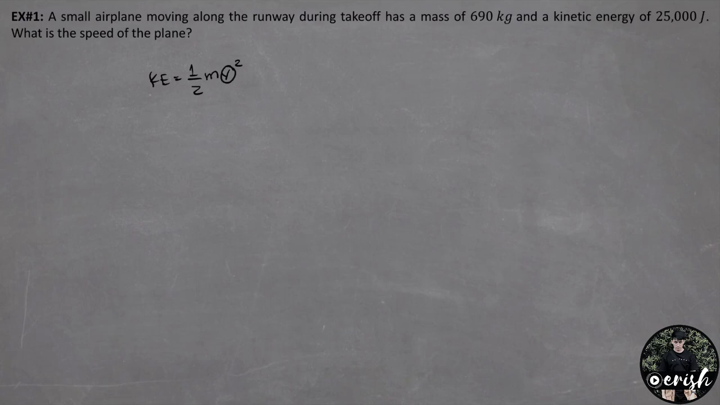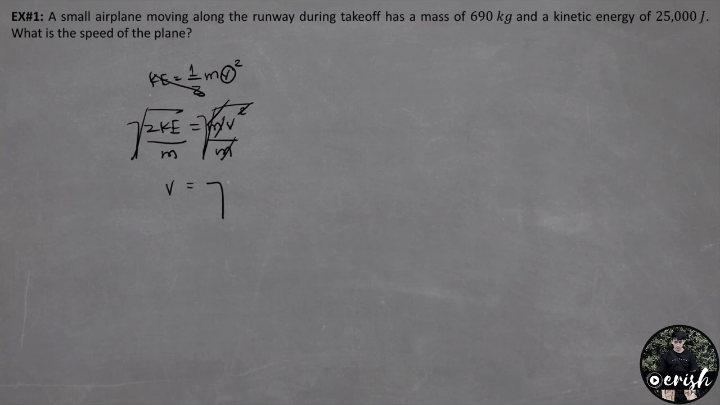Solving for the velocity, we cross multiply, so this is now 2 KE, or 2 times the kinetic energy, equals mass times the velocity square, and we divide both sides by the mass. Cancel. To solve for the velocity, kuhanin natin yung square root ng magkabilang side of the equation para makancel ito. Velocity is now equal to the square root of 2 times the kinetic energy over the mass. And we substitute the values.